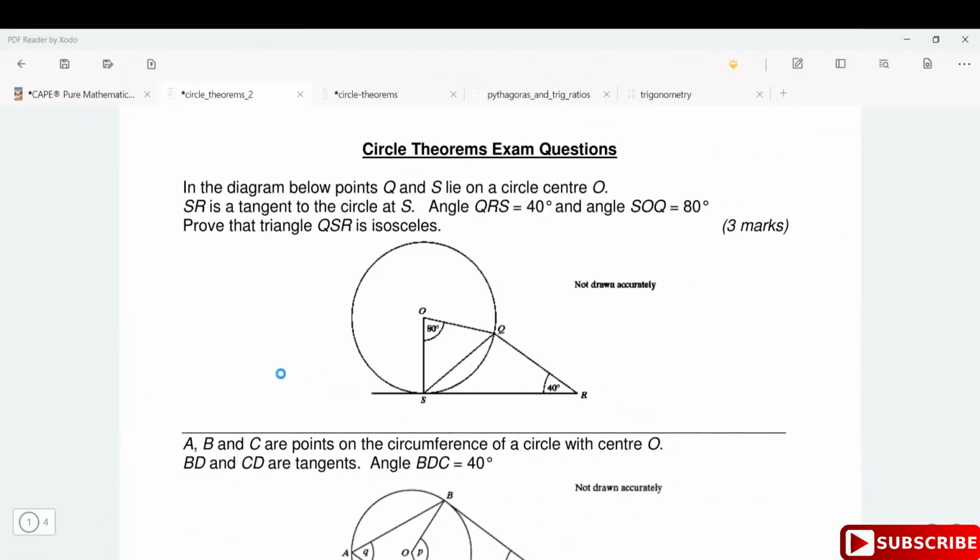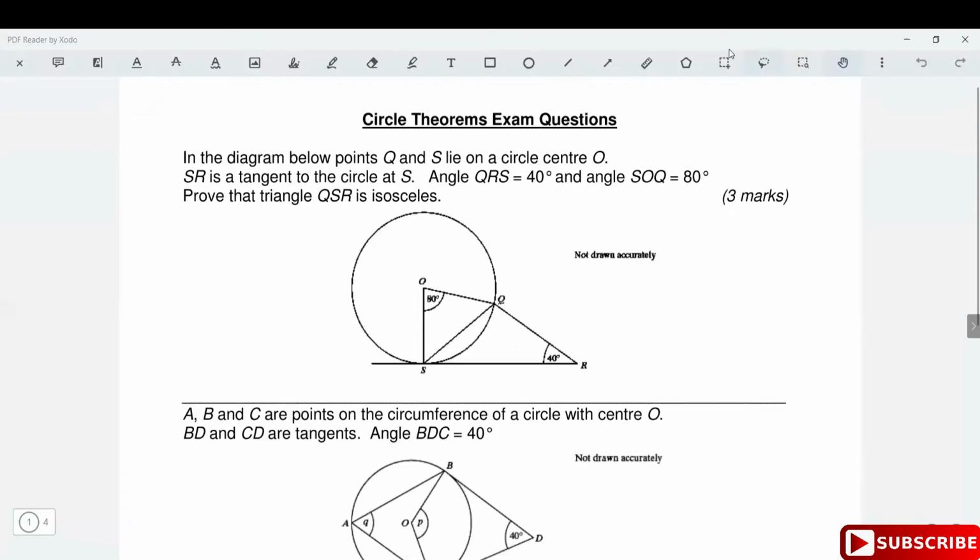Very easy worksheet. All right, so it says, in the diagram below, points Q and S lie on a circle with center O. SR is a tangent to the circle at S. Angle QRS equals 40 degrees and angle SOQ equals 80 degrees. Prove that QSR is isosceles.